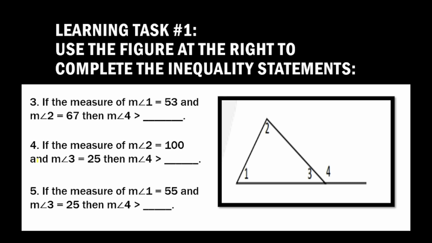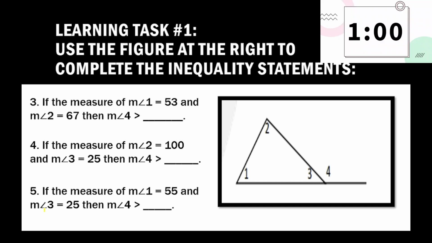Number 4, if the measure of angle 2 is equal to 100 and the measure of angle 3 is equal to 25, then the measure of angle 4 is equal to blank. And number 5, if the measure of angle 1 is equal to 55 and the measure of angle 3 is equal to 25, then the measure of angle 4 is greater than blank. Again, you have 1 minute to answer.